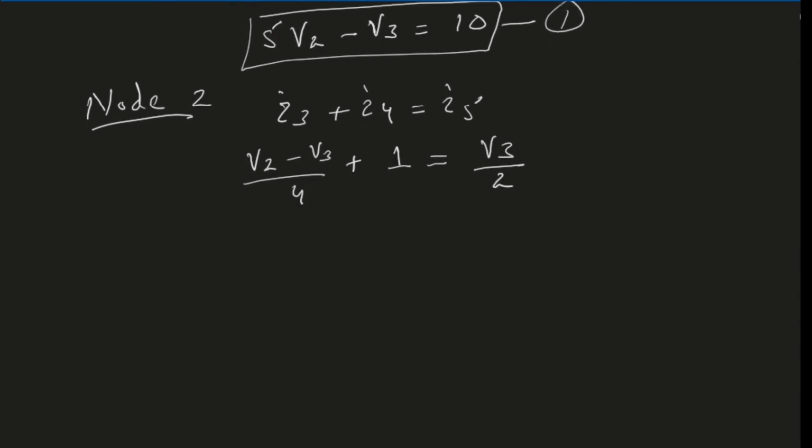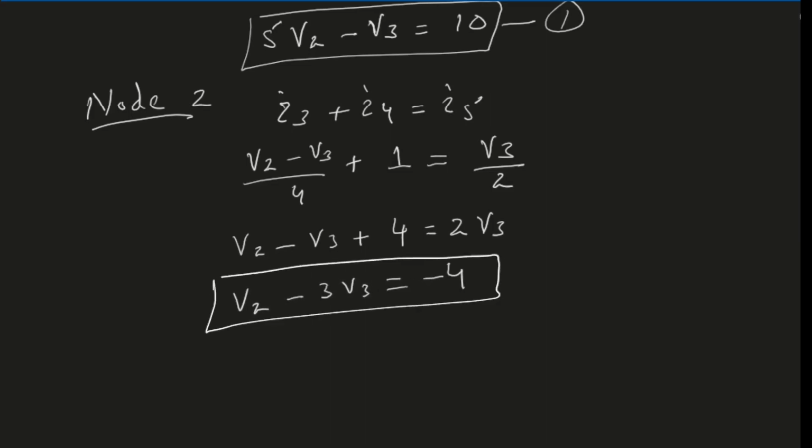I will multiply by 4 on both sides, so I will get V2 minus V3 plus 4 equals 2V3, which will give me V2 minus 3V3 equals minus 4. This would be my second equation. Again, we have two equations and two unknowns. We can now solve these equations by one of the many different methods. You can solve it by substitution, by using matrices.